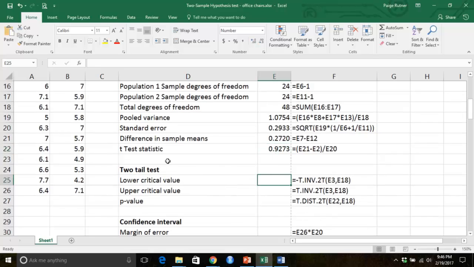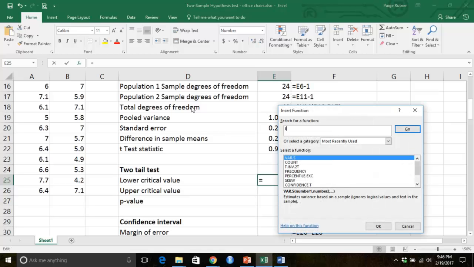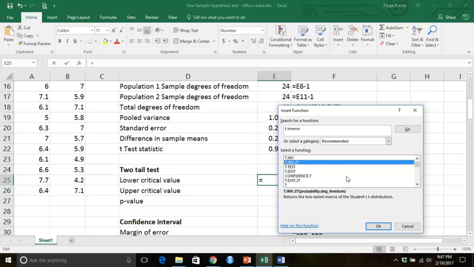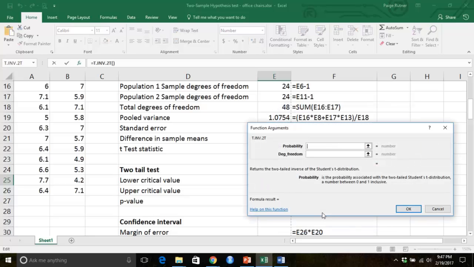And so coming down here, I've just got a little section where I'm going to compute my upper and lower critical values for the two-tailed test. I'm using the T inverse two-tailed for both of these. This is not the only inverse function I have for the T distribution, but I kind of like this one because to me it's sort of easy to understand in a two-tailed situation.